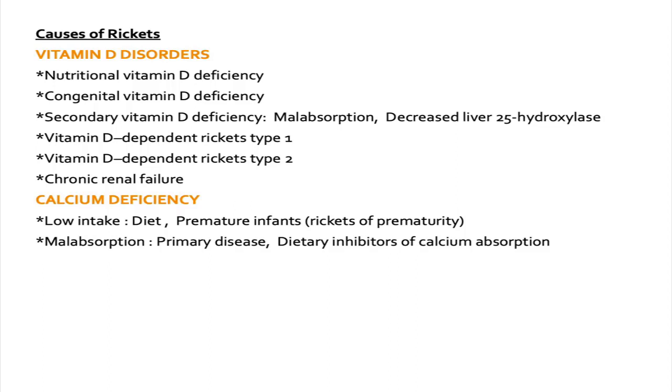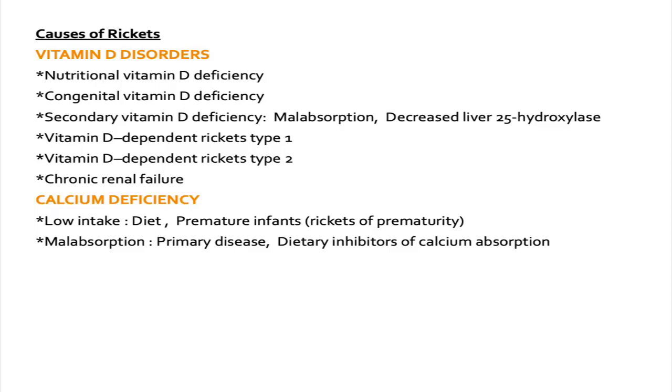chronic inflammatory disease, and decreased liver 25-hydroxylase activation of vitamin D. So in liver disease, there is secondary vitamin D deficiency. There are inherited forms of vitamin D deficiency, which are of two types: vitamin D dependent rickets type 1 and vitamin D dependent rickets type 2. Another cause of vitamin D disorders is chronic renal failure.